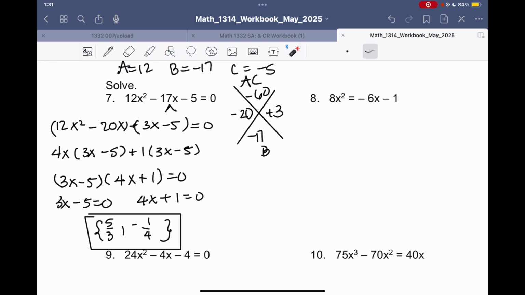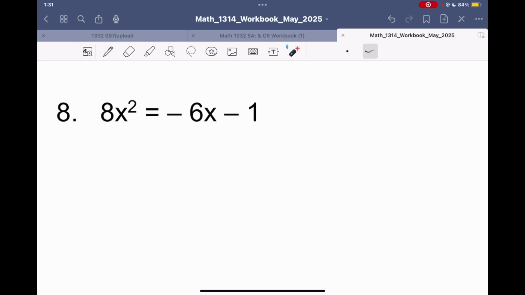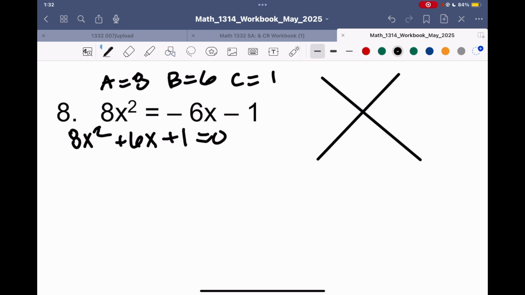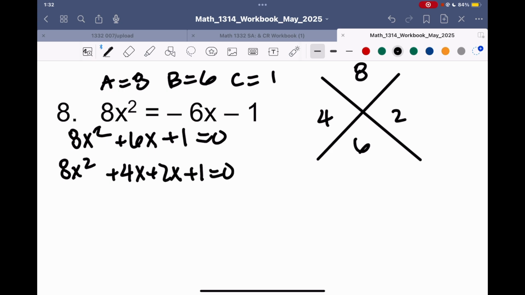Number 8, you want to bring all of this over because you want the leading term to be positive whenever possible. So 8x squared plus 6x plus 1 equals 0. A equals 8, B equals 6, C equals 1. Using the AC method, 8 times 1 is 8, and then it's 6. My factors are 4 and 2. 8x squared plus 4x plus 2x plus 1 equals 0.